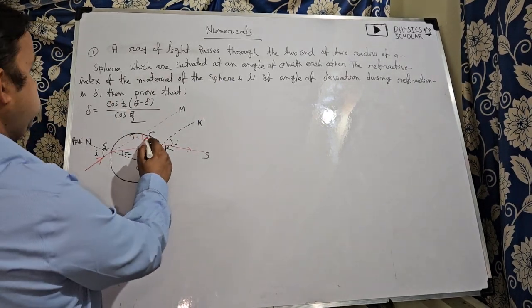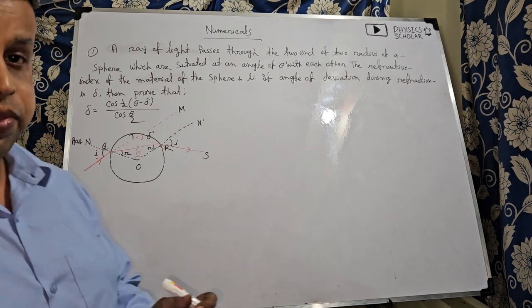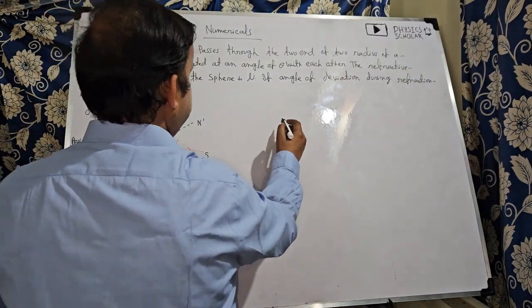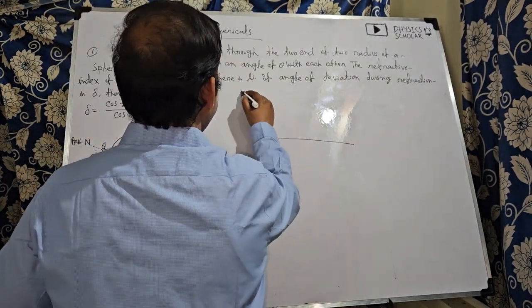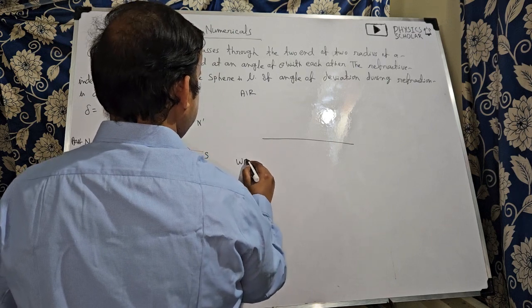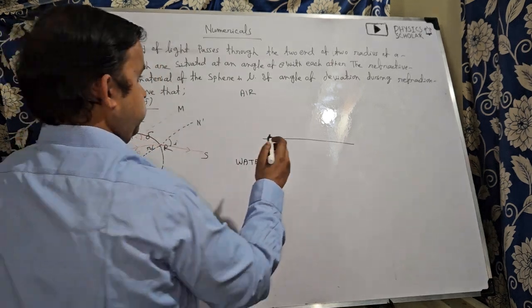So we have to determine the angle of deviation. Quickly, what is the angle of deviation? I am giving you the idea. Suppose it is air medium and it is water. It is not related to the math. What is the angle of deviation?